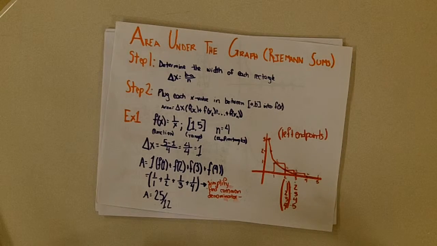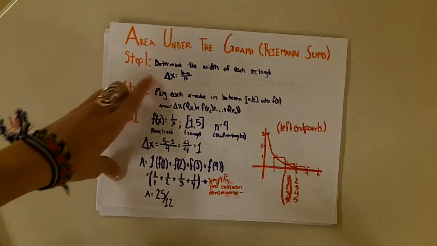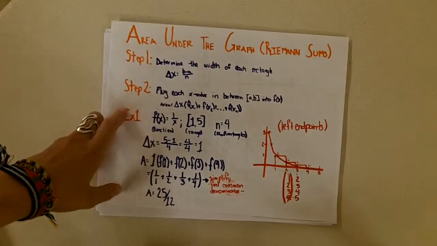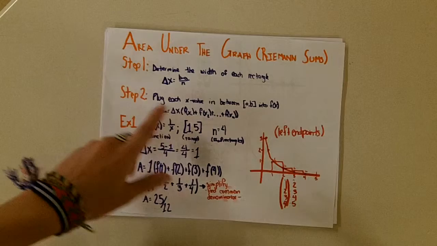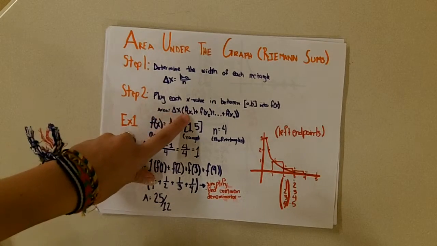Here we have the area under the graph. For the first step, when they give you an example, they will give you the number of rectangles, so you want to find the width of each rectangle. And then for the second step, you plug the x value in between range a and b into this equation here. It gives you the area.